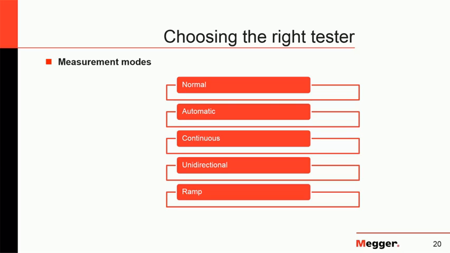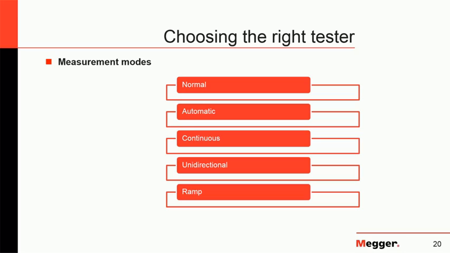Normal mode will inject the current in both directions, and I would say this is for modern micro-ohmmeters, as in the past, the instruments would inject the current in only one direction. But again, in the modern meters, the normal mode will inject the current in both directions for a given period of time. It will take those two readings, take the average, and show that to the user.